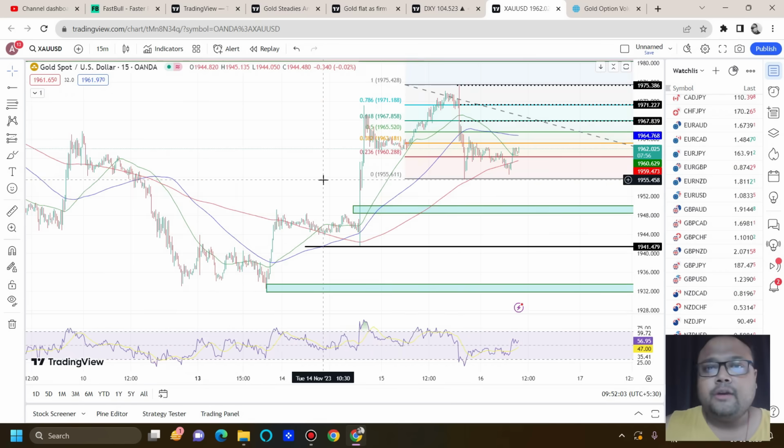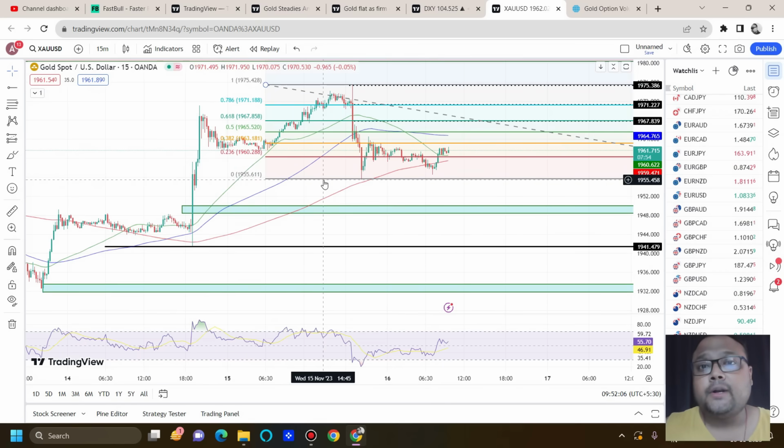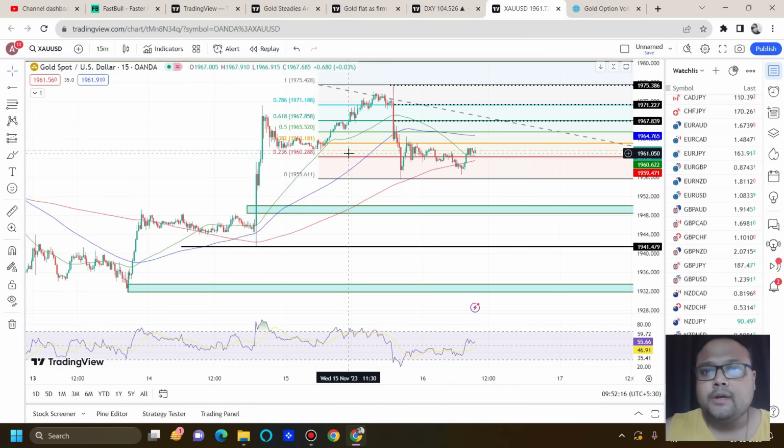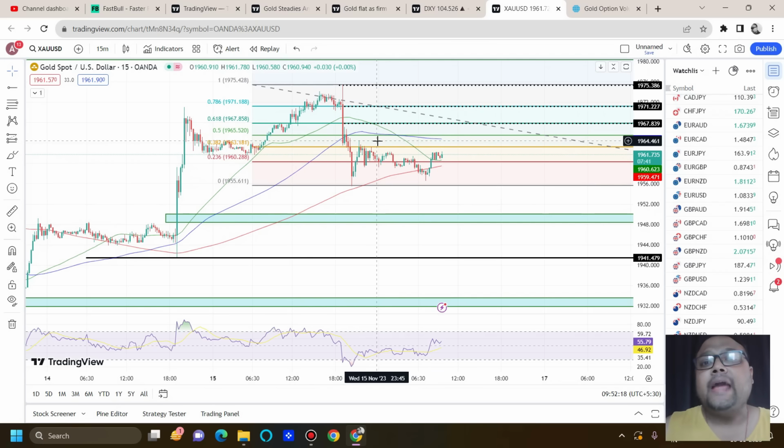So if you're looking for frequent trading opportunities and you are a day trader, then obviously you need to switch to the 15 minutes time frame, and you need to change your trading style. Right now you can see that I have switched to the 15 minutes time frame. On the 15 minutes time frame, we don't have any major level, so yes, you need to be careful.